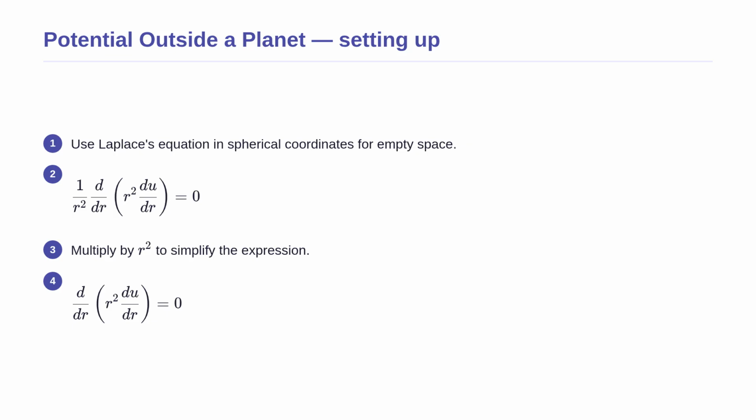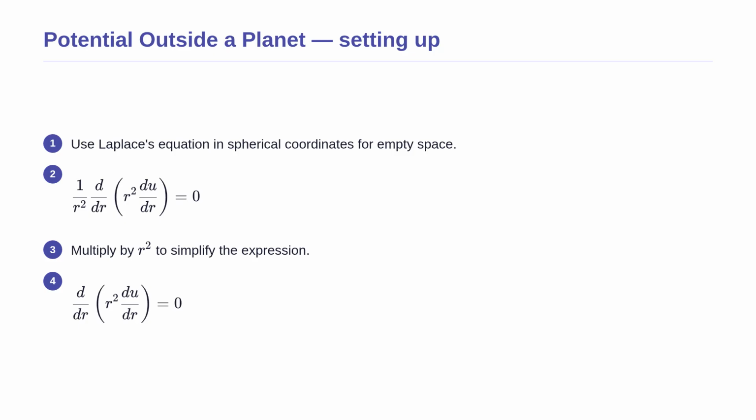Let us solve a practical problem to see how this works. Suppose we want to find the gravitational potential at a distance outside a perfectly spherical planet. Because we are outside the planet in empty space, the mass density is 0, so we must use Laplace's equation. Furthermore, because the planet is a perfect sphere, the potential will look exactly the same in every direction. It only depends on the straight line distance from the center, r.